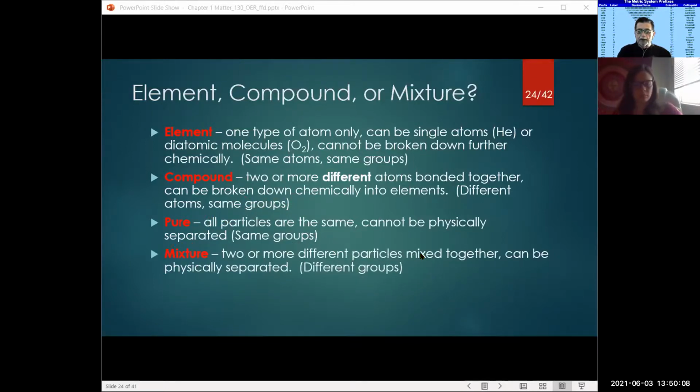They're pure. And obviously something that has two or more different particles, whatever they may be, they could be compounds, they could be elements, any combination, it's a mixture. Stands to reason, pretty self-explanatory.